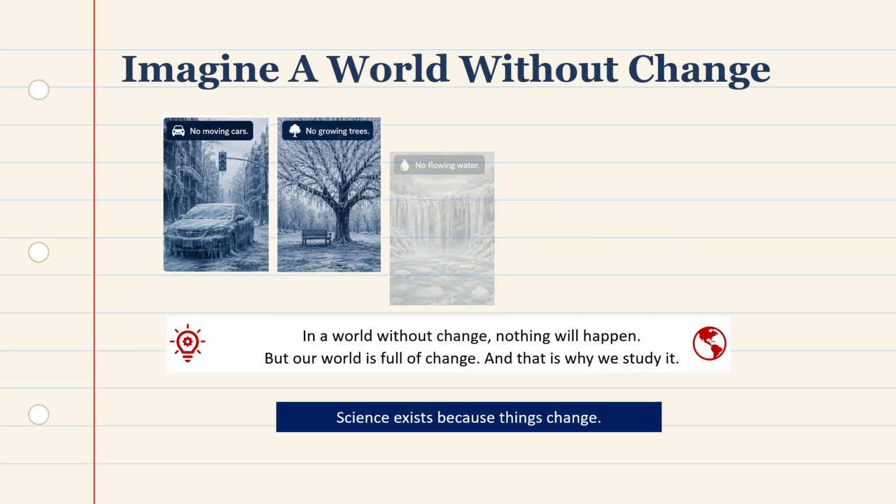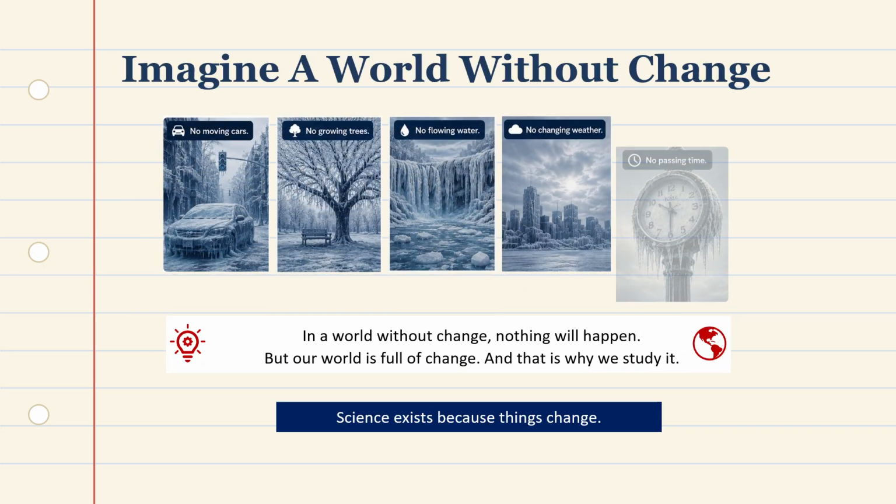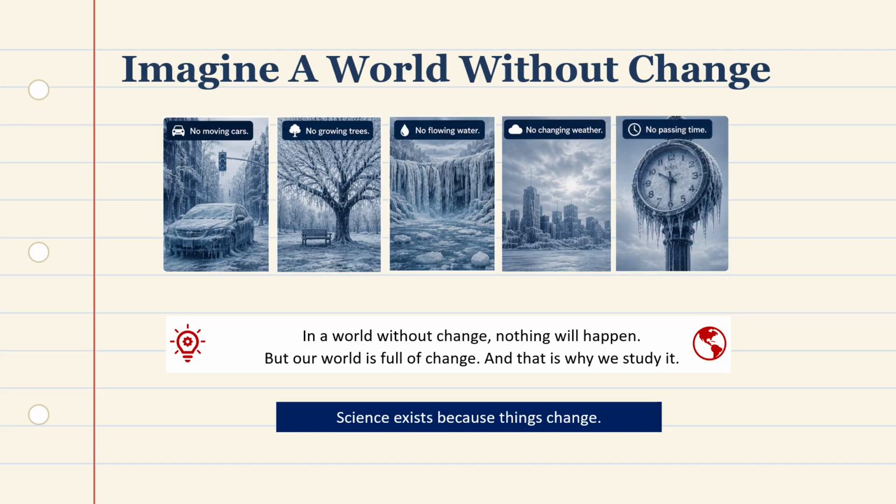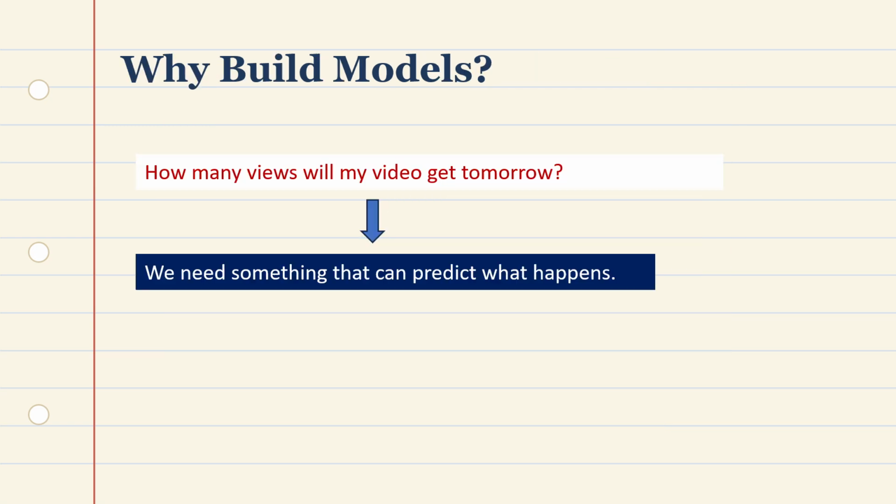Imagine a world without change, no moving cars, no growing trees, no flowing water, no changing weather, no passing time. Does that happen? Not really, because the world is always changing. Something is always happening. Something is always causing a change. The world is full of change. That is why we study it. If there was nothing to study, there will be no science. Science exists because we want to study the change.